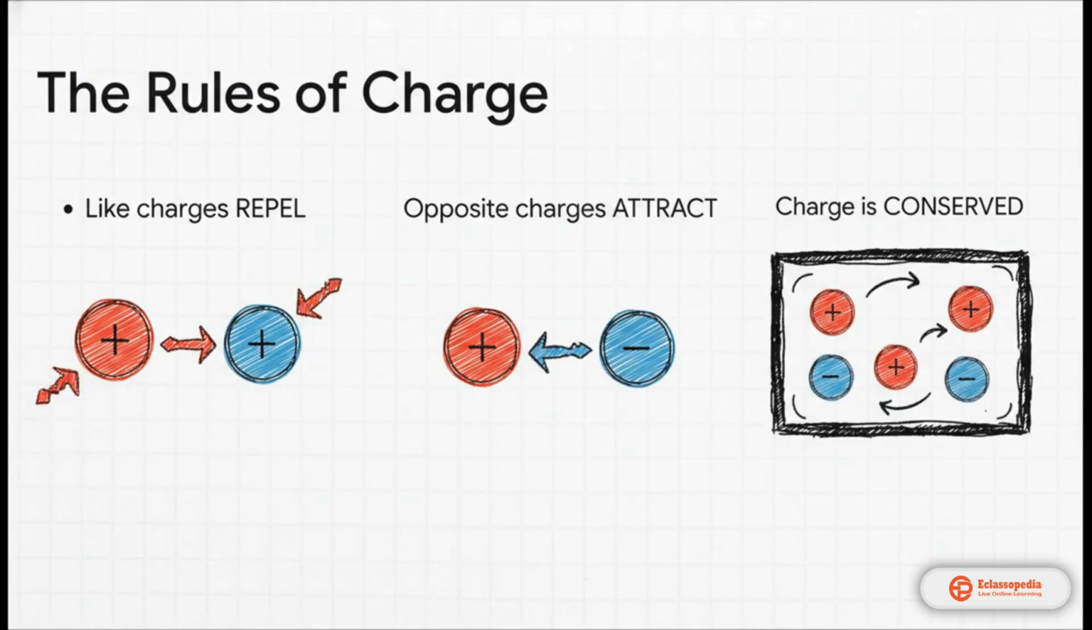Now, the amazing thing is that all of charge's behavior comes down to three incredibly simple, unbreakable rules. First, if charges are the same, like two positives or two negatives, they push each other away. They repel. Second, if they're opposites, a positive and a negative, they pull towards each other. They attract. And finally, you can't just make charge appear out of nowhere. You can move it around, sure, but the total amount is always conserved.